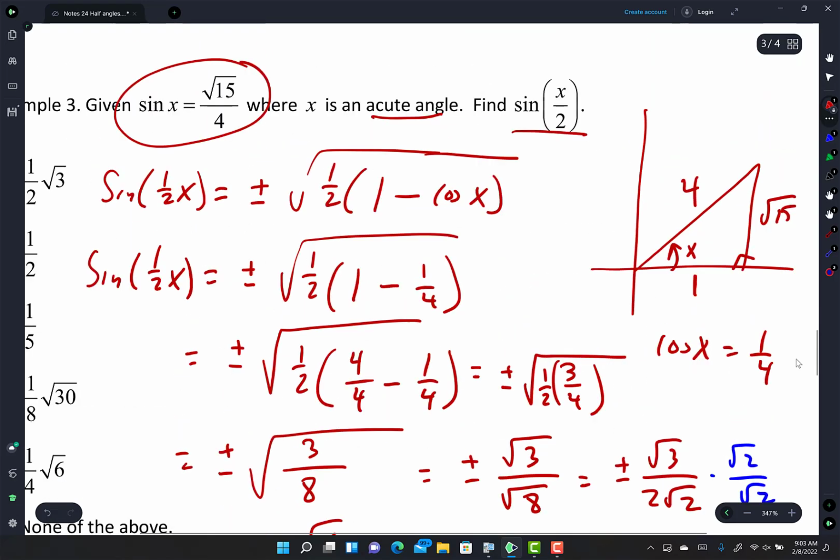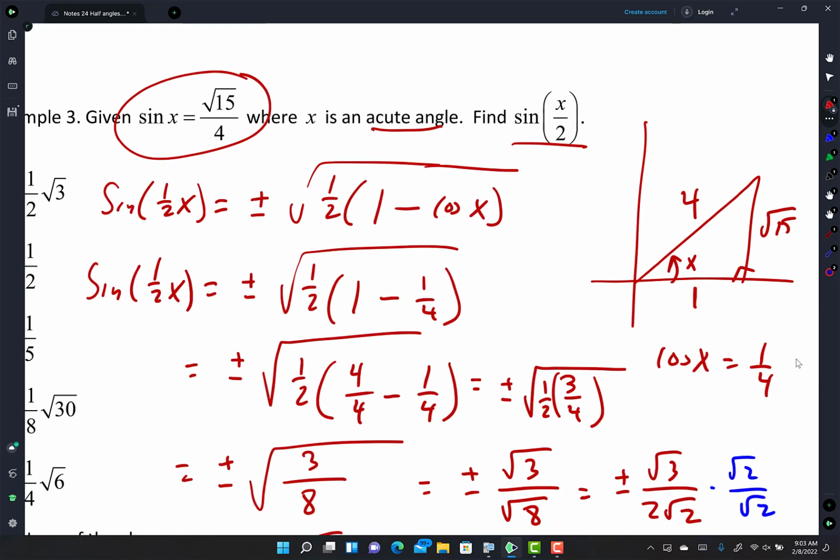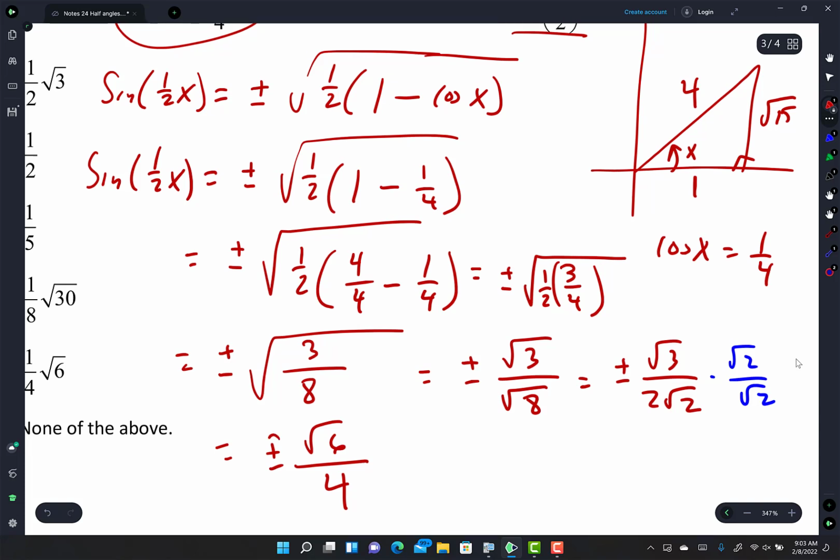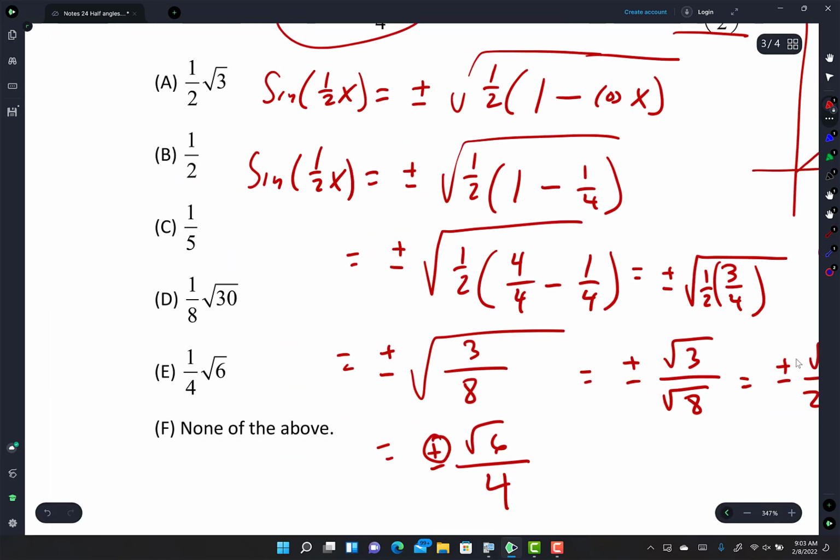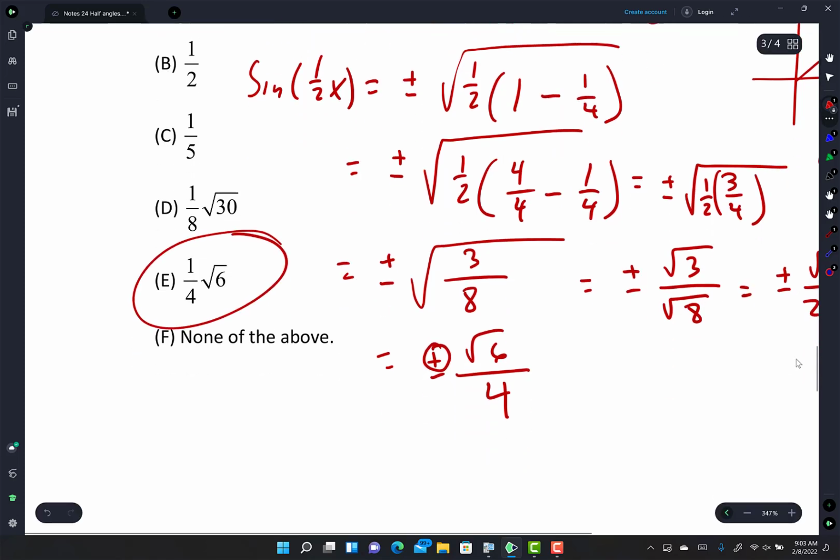Now, because they said everything is acute, if you have an acute angle, if x is between 0 and 90, half of x is even smaller, so it must be positive, because if you're an even smaller angle, you're in quadrant 1. That makes sense? So look for that answer. Is it in there? And that's it, guys. See?